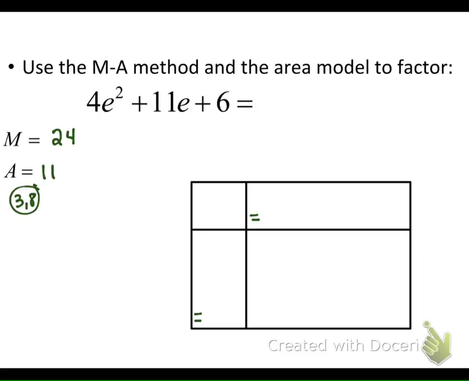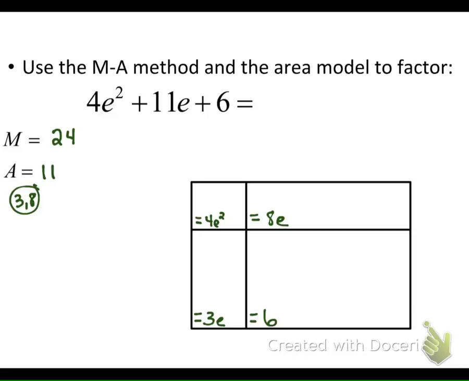So what do you want to put in the top right, Darius? 8. We could also put the 3 in there. So if you put the 8 in the top right, the 3 is going to go in the bottom left. What variable goes with those two? E. Okay, so then we need to fill in the rest of our areas for the area model. So what's the area of the first rectangle here? And then the area of the last one. 6. Okay, good.